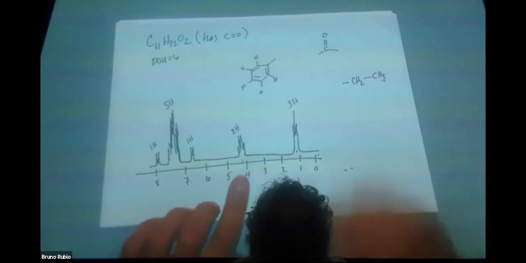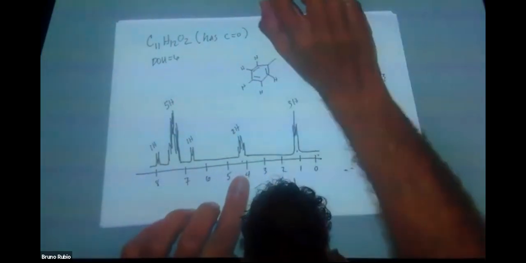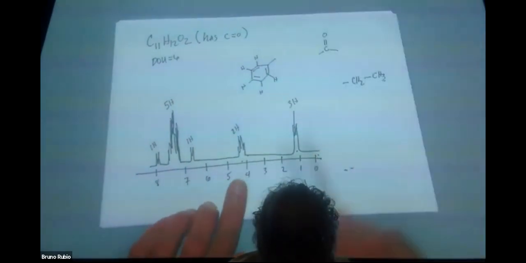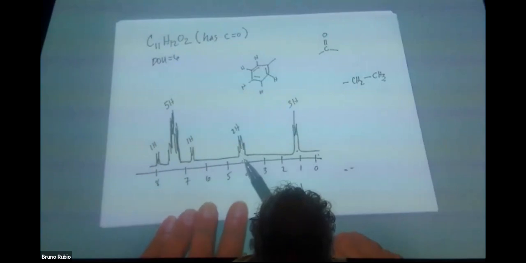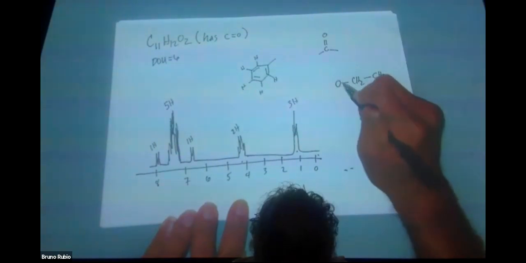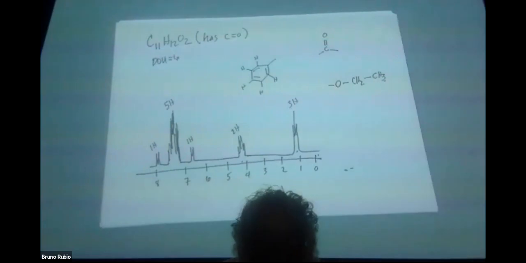What is the chemical shift telling you? What's the chemical shift at around 4 ppm telling you? It must be next to an electronegative atom, which is going to be the oxygen, right? And oxygen forms 2 bonds.